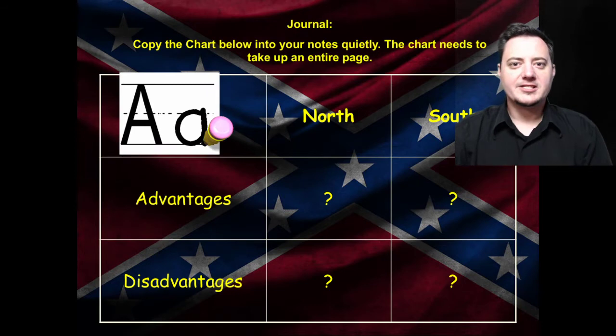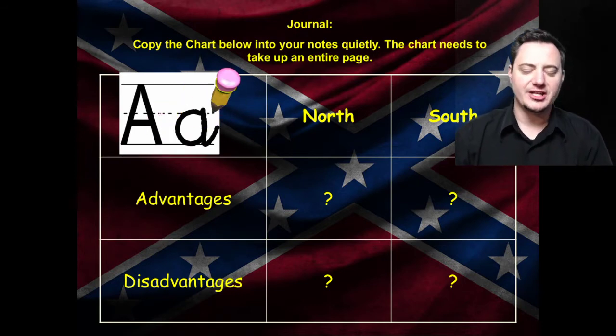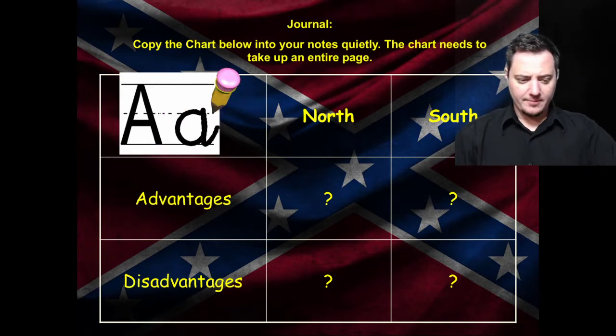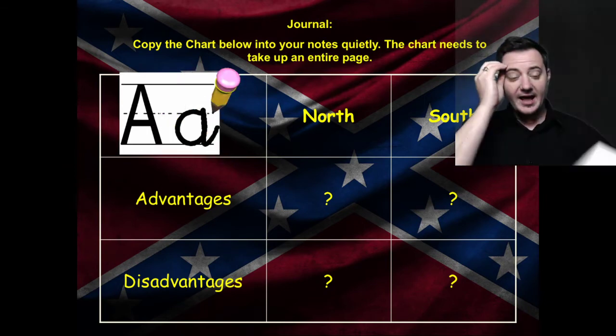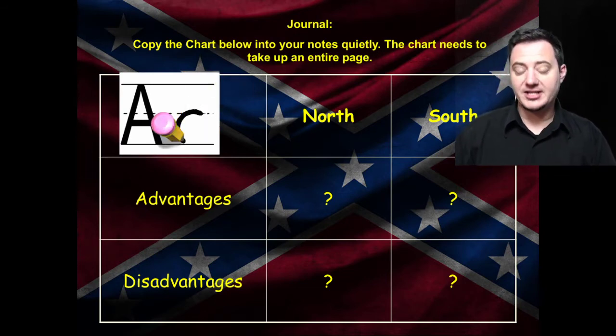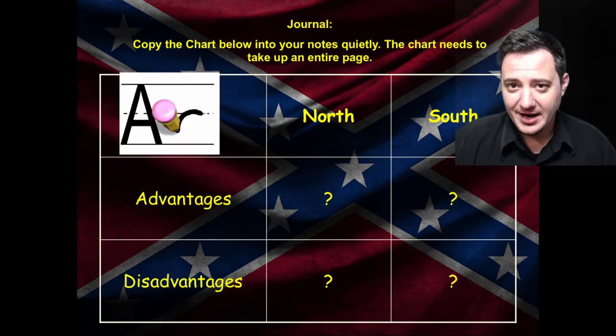All right, guys. Today, to get your notes ready, this is just going to be a single page. I want you to make your page look like this. It might be helpful if you take a sheet of paper and turn it sideways like this, and then copy this grid in it. On one side, it needs to say advantages and disadvantages, and on the top side, it needs to say north and south. Don't worry, the A's you don't have to write.